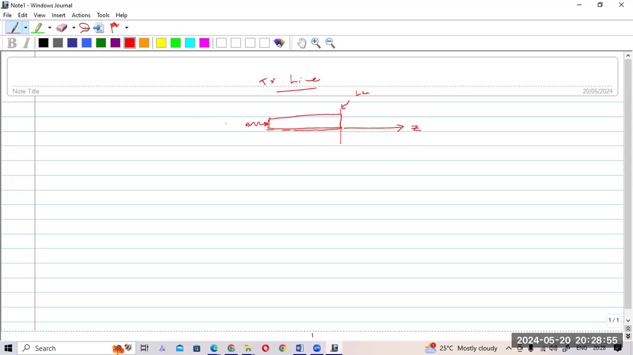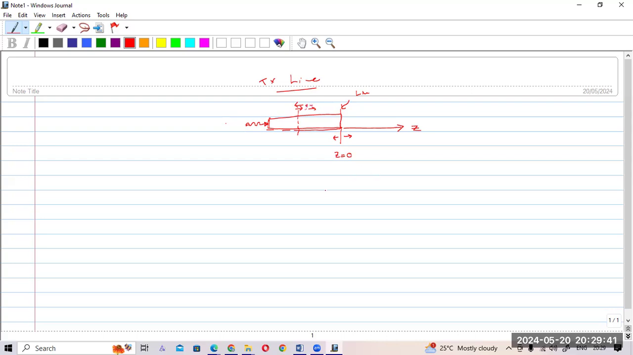Generally, the wave propagation direction is considered to be Z direction. So if this point is Z is 0, this is plus Z and this will be minus Z. And we have learned that if a signal is propagating in this direction, the signal also will be reflected. So there are two waves, forward wave and reflecting wave.